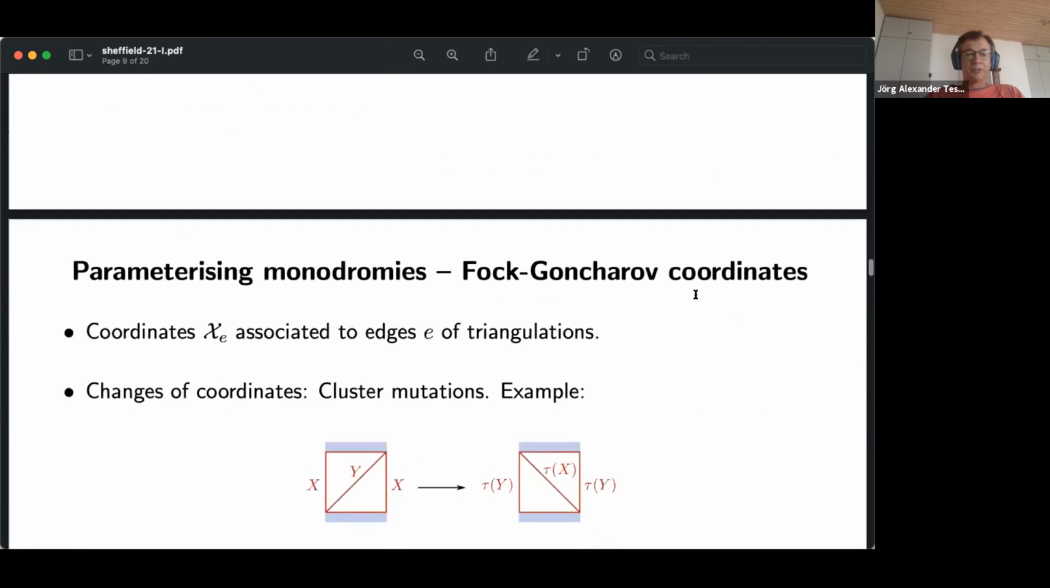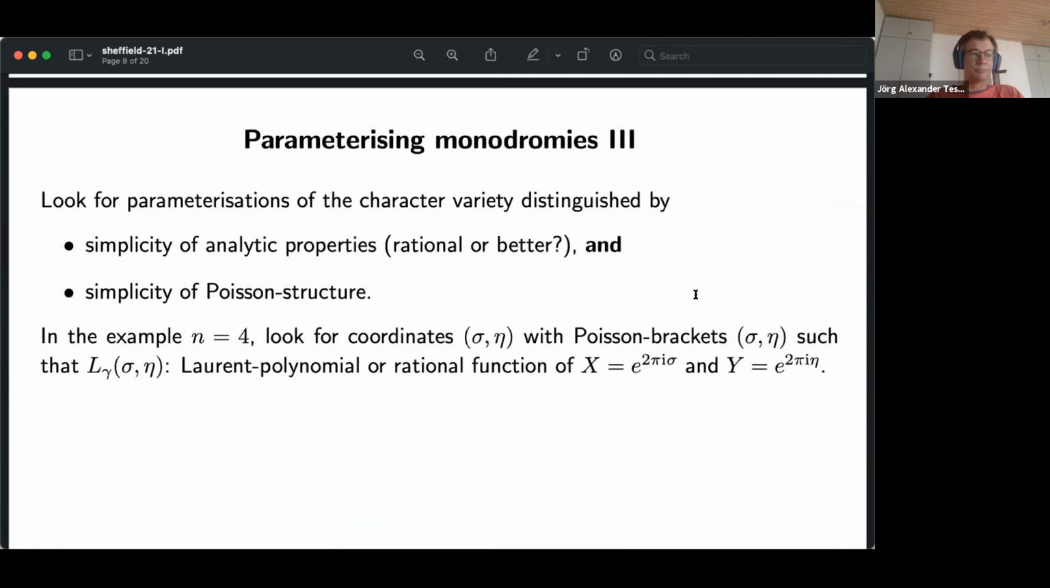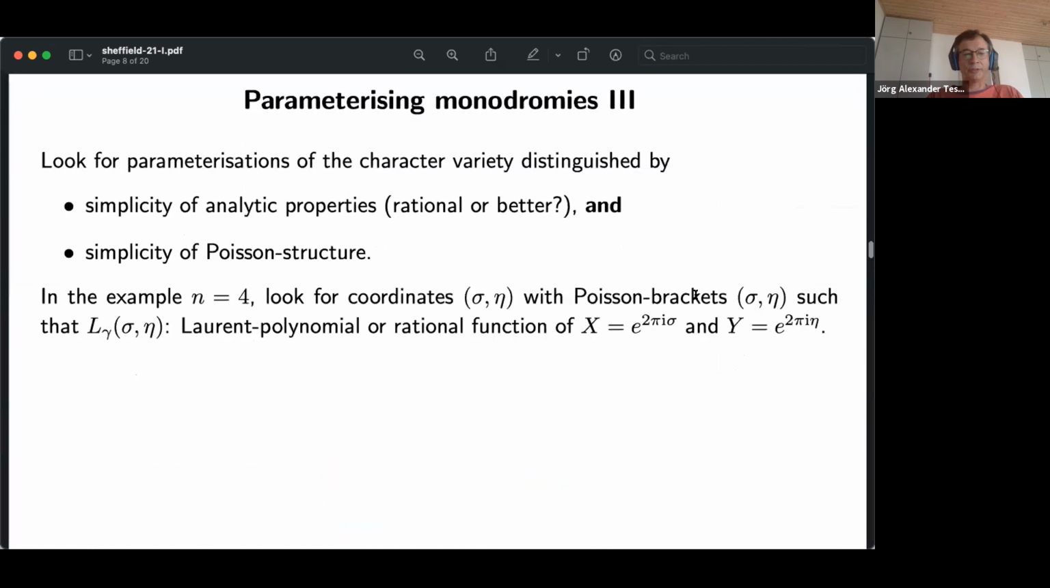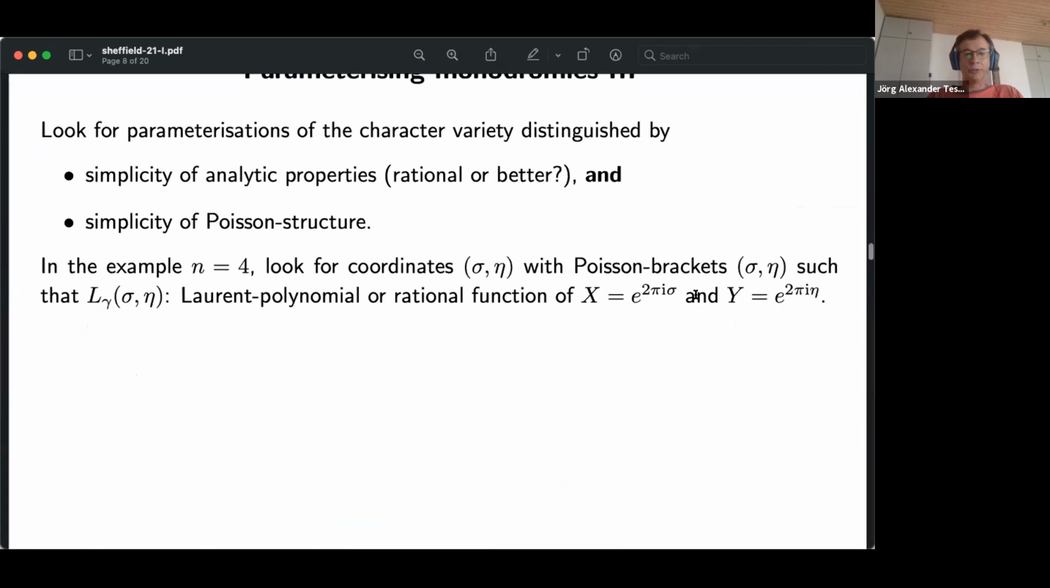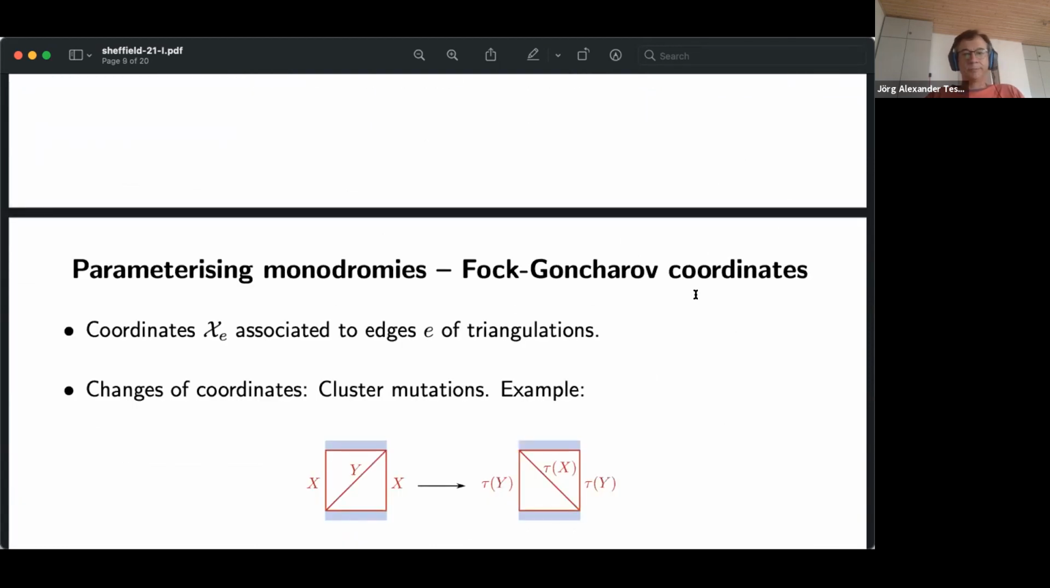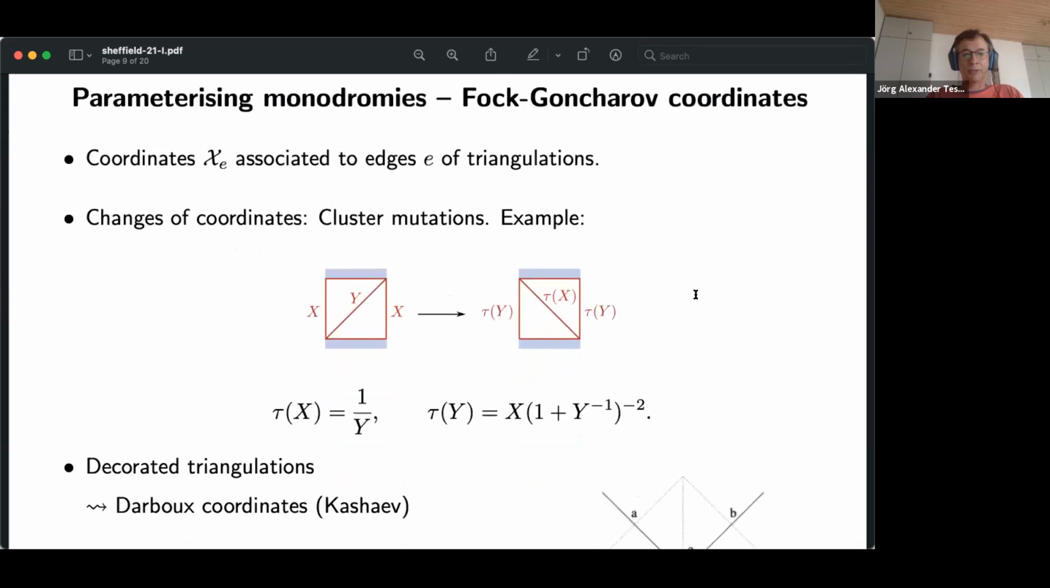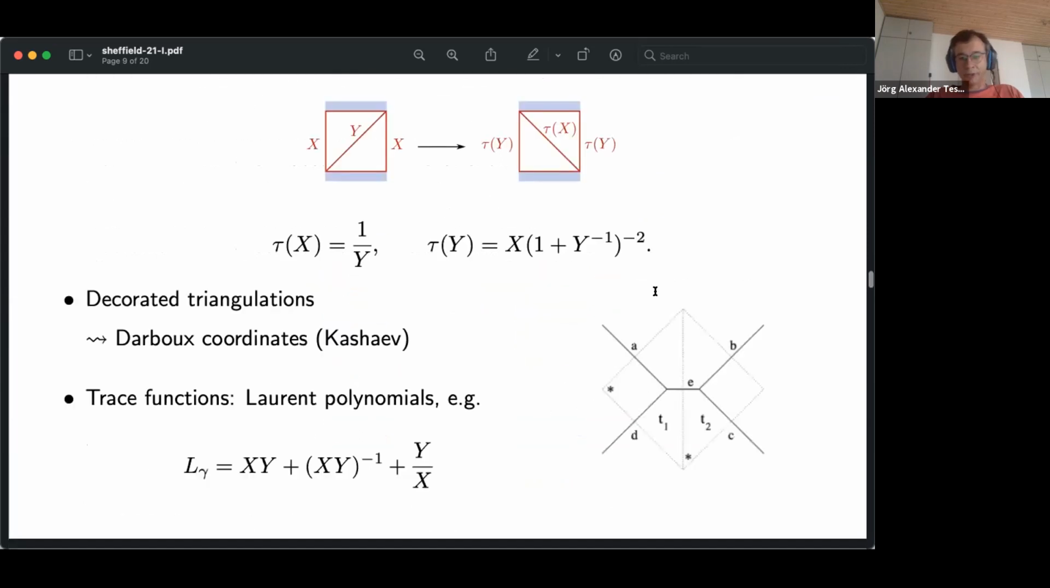All right, and there are some famous systems of coordinates which basically do exactly this, with maybe some twists and turns, but essentially you can use them to do the job. It would deserve a lecture of its own to explain all this, so I just want to give you the flavor. There is one set of coordinates called Fock-Goncharov coordinates, where you associate coordinates capital X_E to edges of a triangulation. So you think of, for example, this picture, which is a little better.